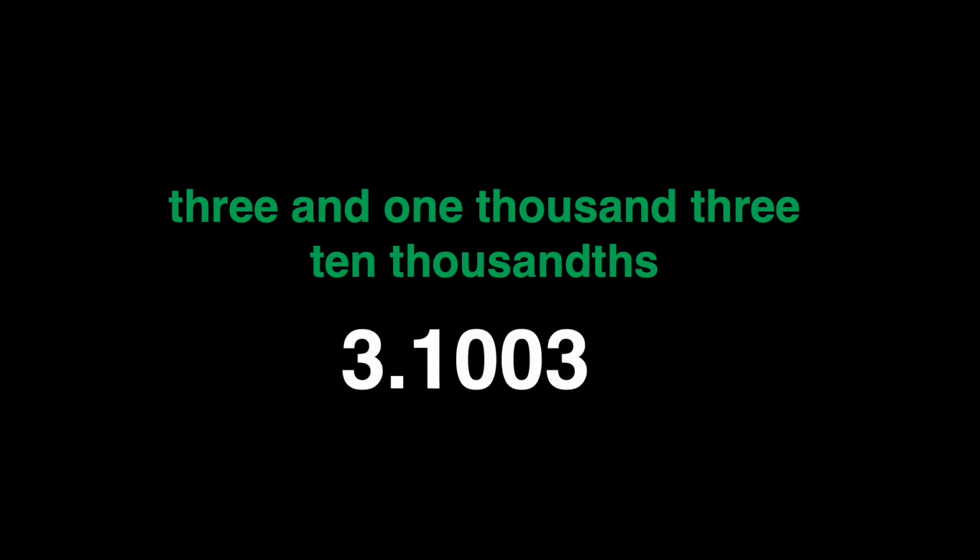For the last one, we have 3 and 1003 ten-thousandths. How do you write this one in numeral? Okay, we have 3.1003, or 3 and 1003 ten-thousandths. And we're done!